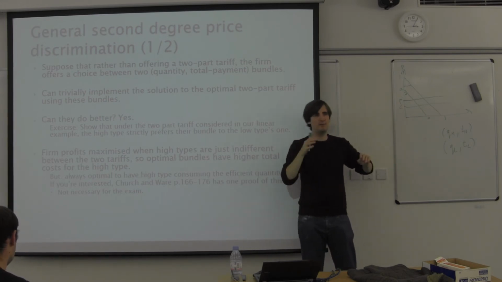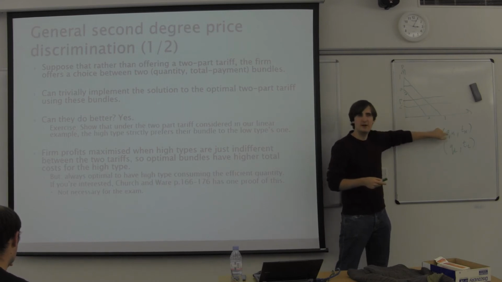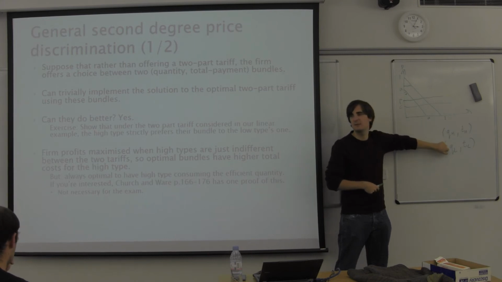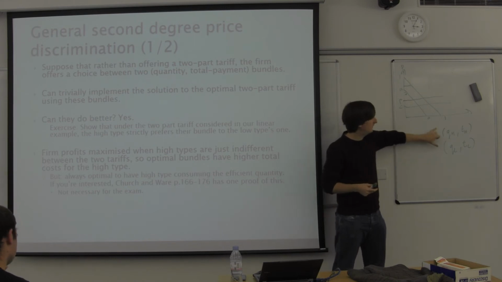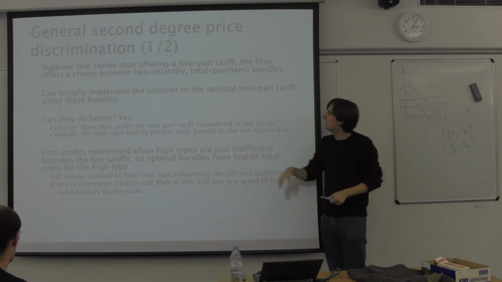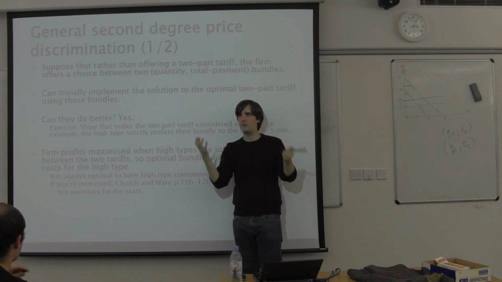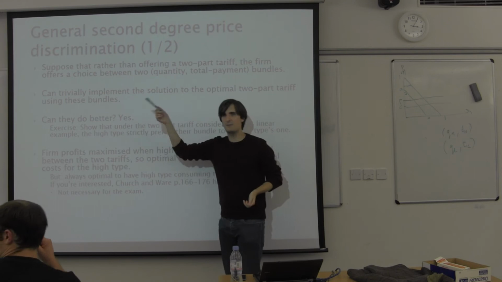Because this was the optimum quantity demanded by high-value consumers with a two-part tariff, and this is the optimum quantity demanded by low-value consumers with a two-part tariff. If you give high-value and low-value consumers a choice between these two different price-quantity bundles, then the high-value consumers are going to choose that one, and the low-value consumers are going to choose that one. So you can certainly do at least as well as you can with a two-part tariff, just by offering consumers a choice between these different price-quantity bundles. And in fact, we're going to be able to do better.